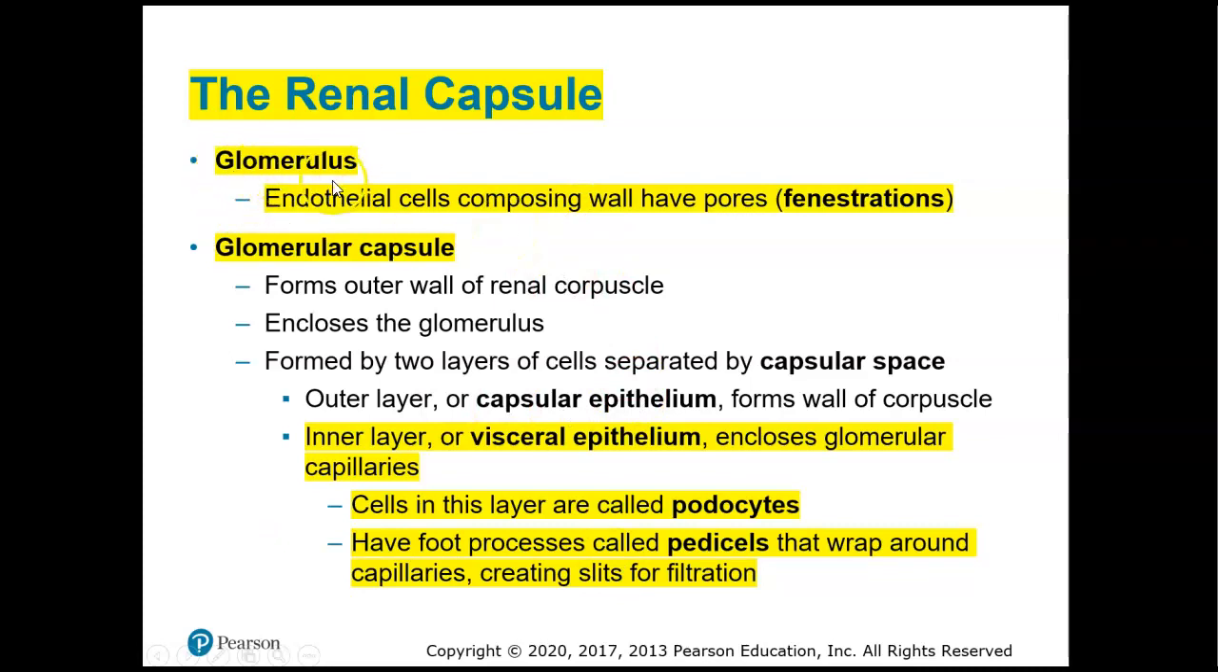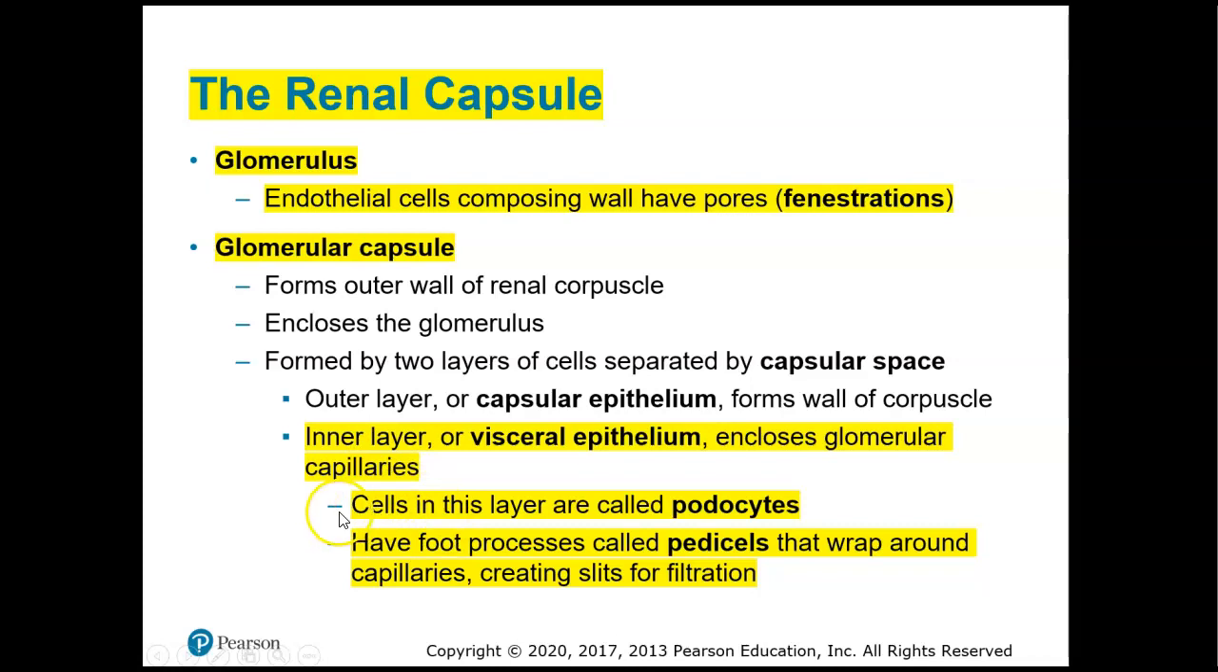The glomerulus is the capillaries that are composed of endothelial cells, and those endothelial cells have pores. Endothelial cells, remember, are basically epithelial tissue, simple squamous tissue actually. But the walls of these blood vessels, these capillaries, have pores, and the pores are called fenestrations.